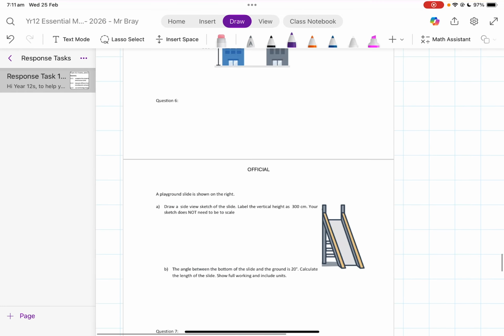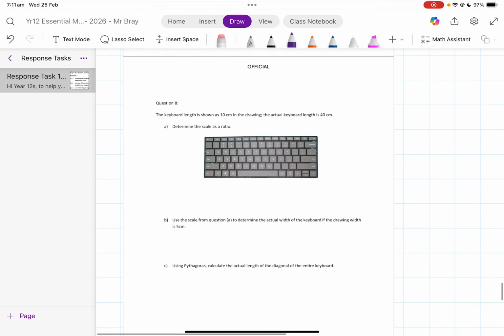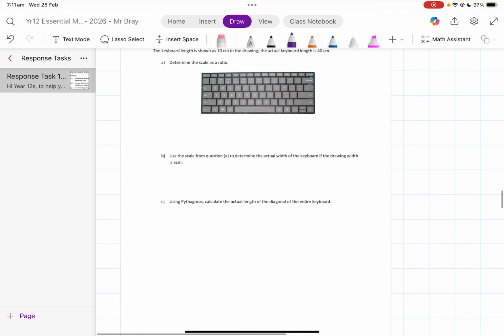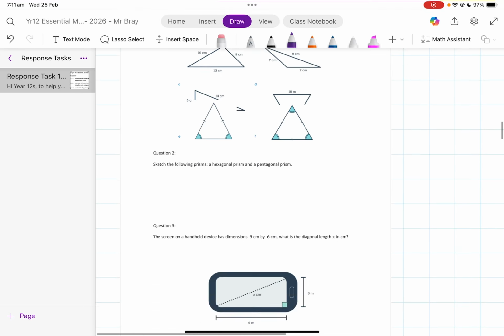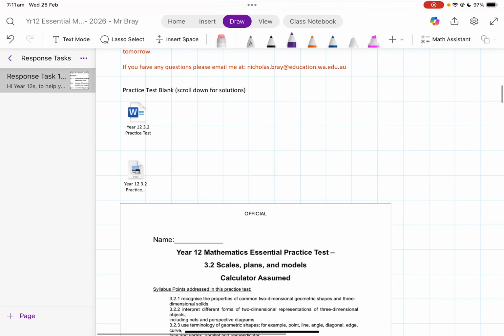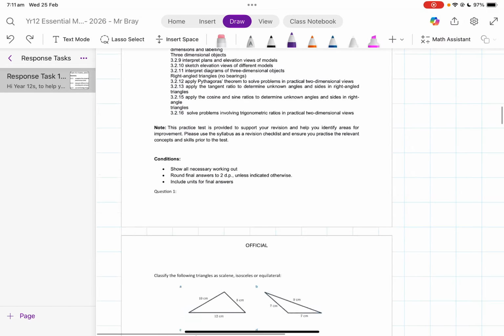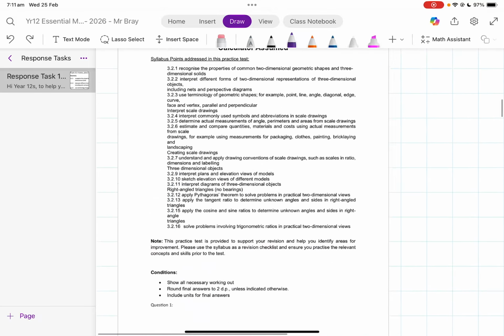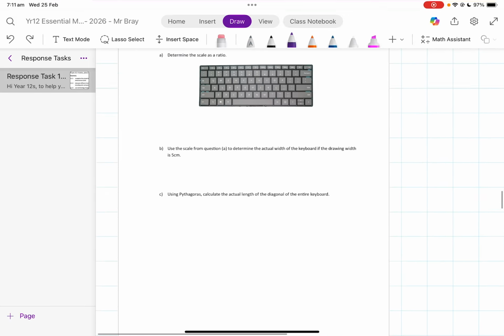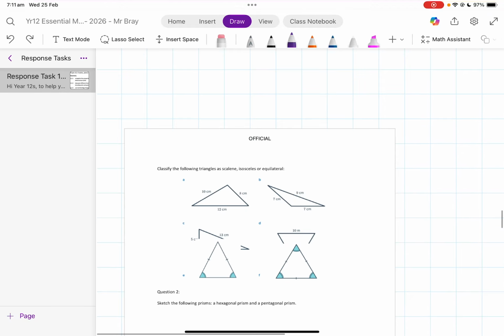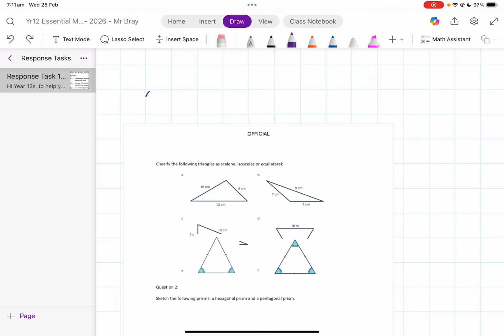So this is just the practice test that you guys should have gotten in class on Tuesday. If you didn't get a copy, there are digital copies of the files up here and here, depending if you want PDF or Word, or you can obviously just scroll through the OneNote and it's right there. Alright, so I'm just going to put up my solutions on this one here.